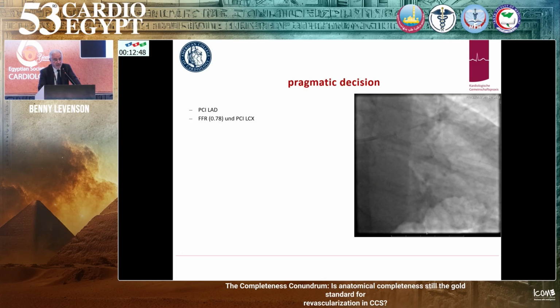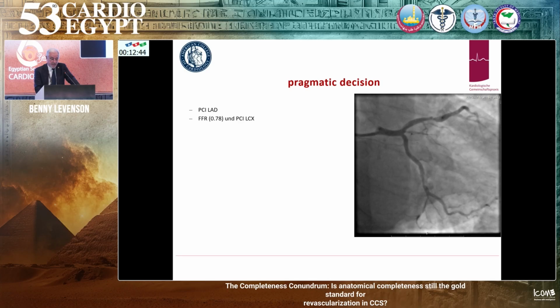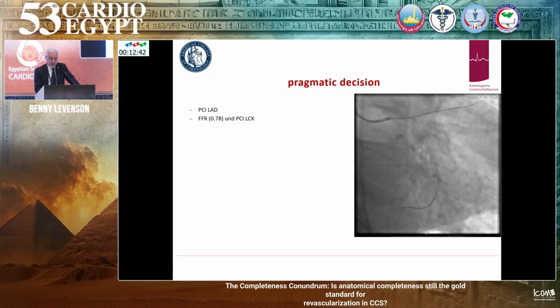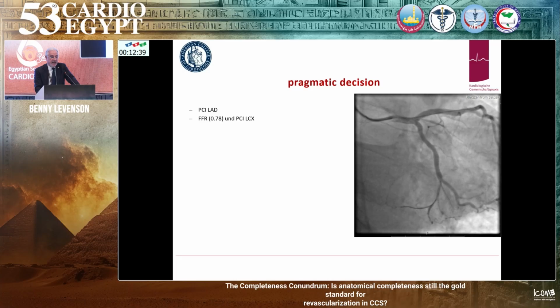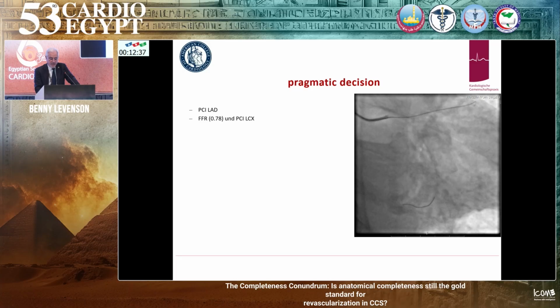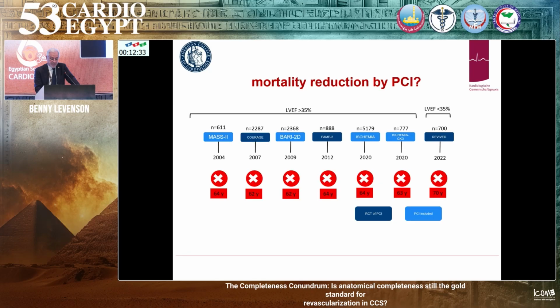So that's the difference. In this case I showed you, we made a pragmatic decision. We stented or treated the LAD first, and after FFR, that's the clue, the circumflex was also treated. Now looking at the studies, can PCI reduce mortality? Here you see a lot of well-known studies from MASS II to REVIVED, and there's not a single study showing a real mortality reduction by PCI.